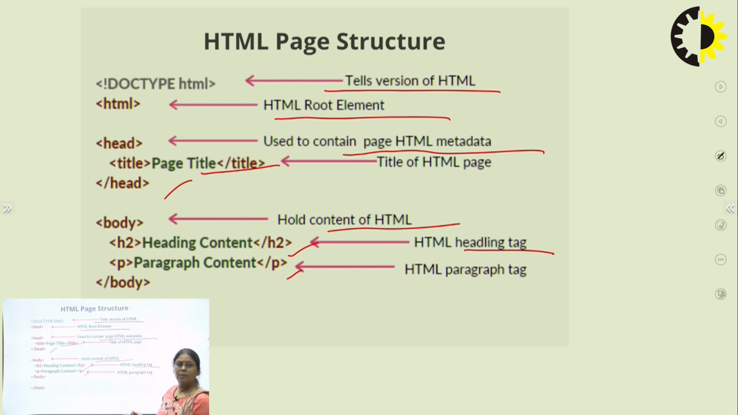This is the HTML heading tag. This is the HTML paragraph tag. Then we close the body tag and then close the HTML tag. So this is the basic structure of an HTML document. If you are a beginner and you want to create any web page with the help of HTML, then you have to create the structure like this.